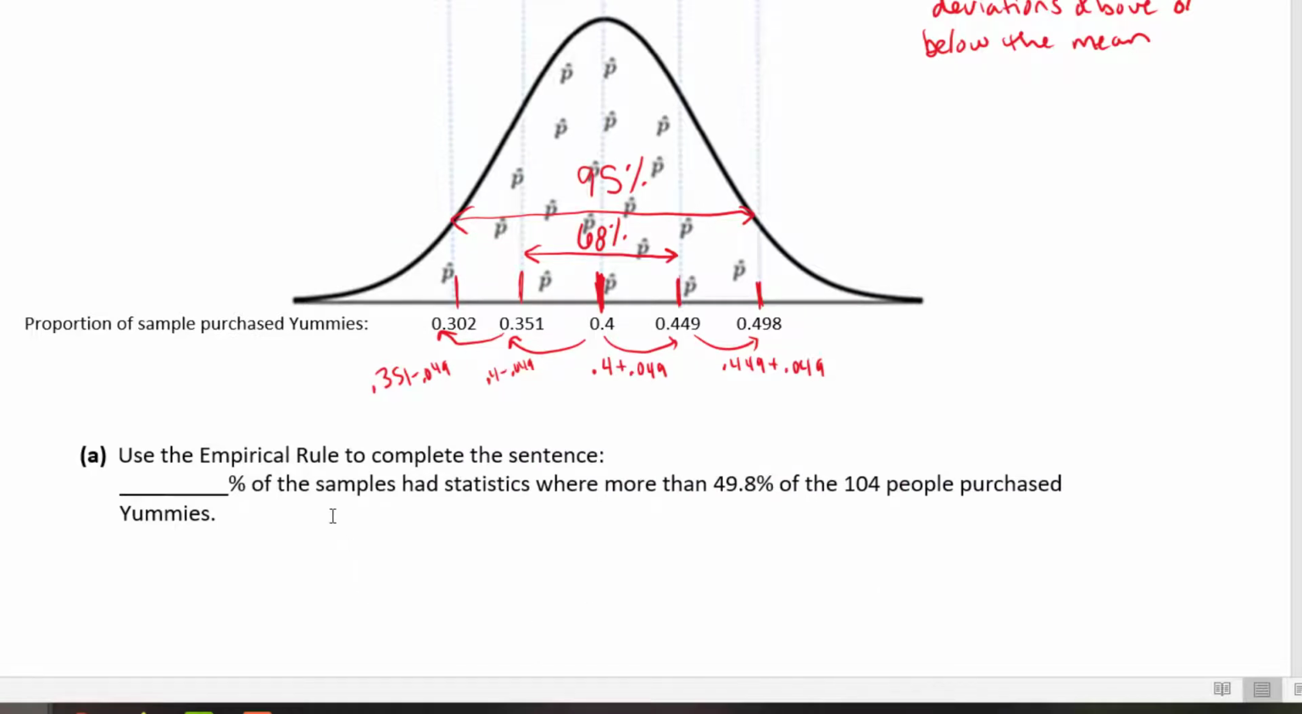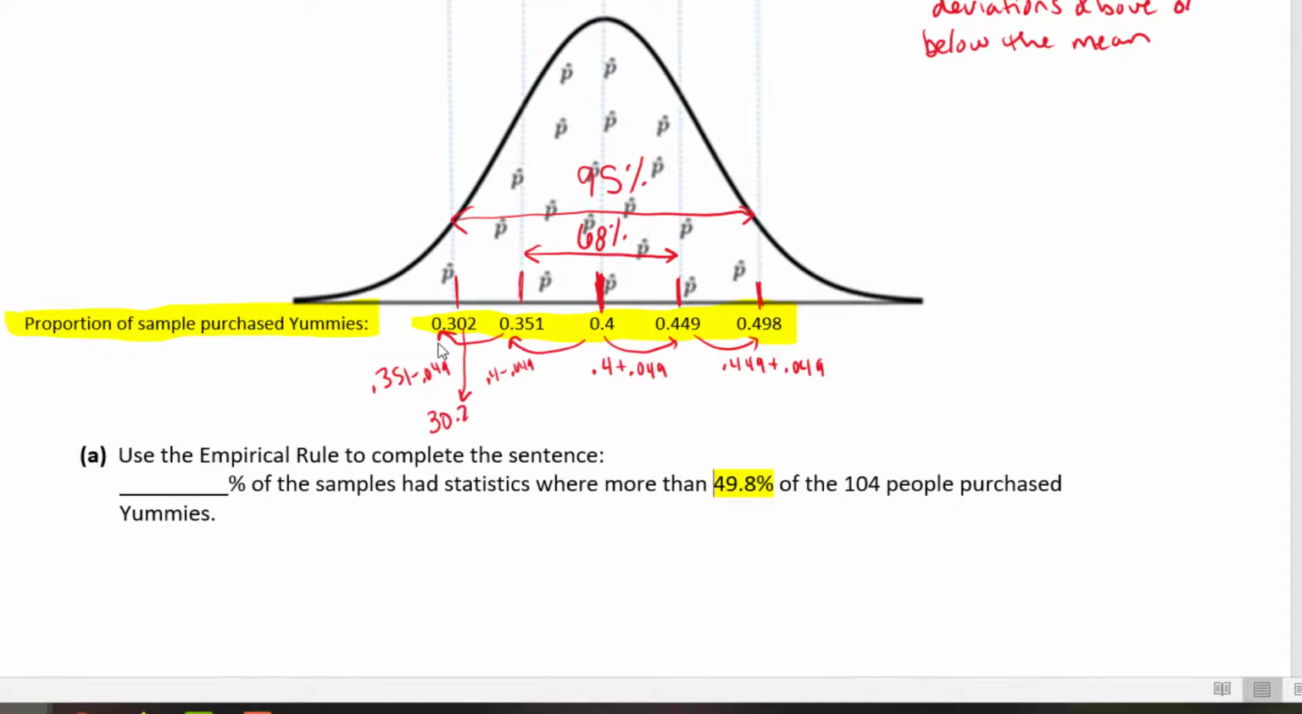Okay, so it says here to use the empirical rule to complete this sentence. Blank percent of samples had statistics where more than 49.8% of the 104 people purchased Yummies. So notice this percentage is talking about a sample statistic. They're saying what percentage of these statistics are higher than 49.8%. These values along the horizontal axis are sample statistic values. They are the proportion of the sample that purchased Yummies. In the distribution, they are labeled as decimals. They're labeled as proportions.